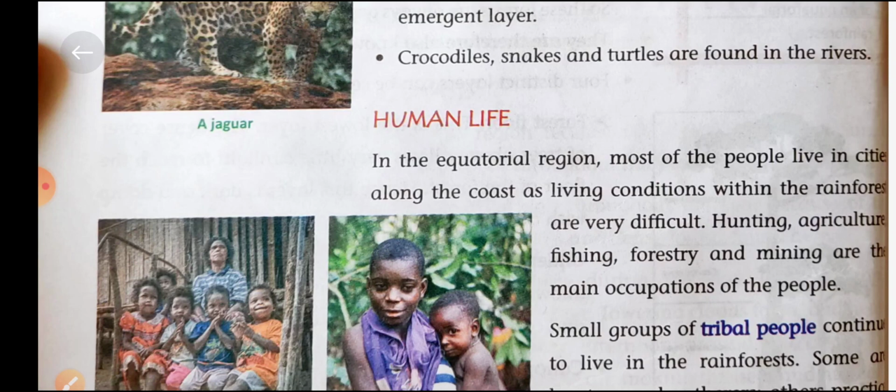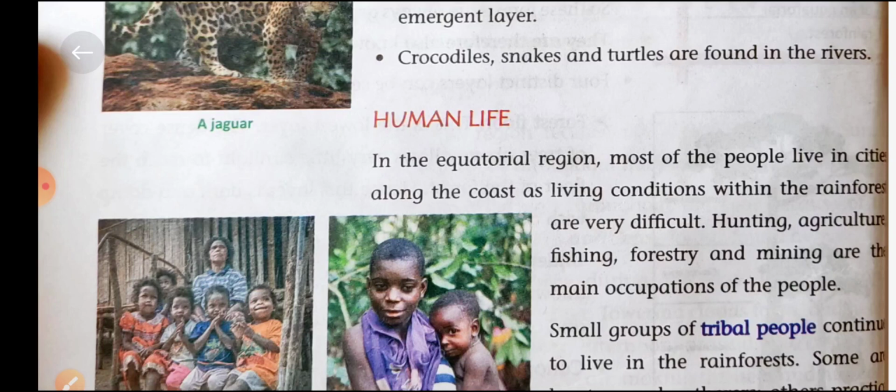Student, in the equatorial region most people live in cities because the inner part of the land is covered with dense forest, so it is very difficult to live there. Hunting, agriculture, fishing, forestry and mining are the main occupations of the people. People who live in the forest are engaged in activities like hunting, agriculture, fishing, forestry and mining.